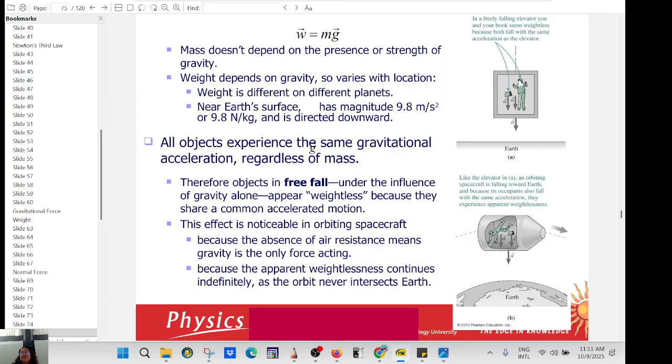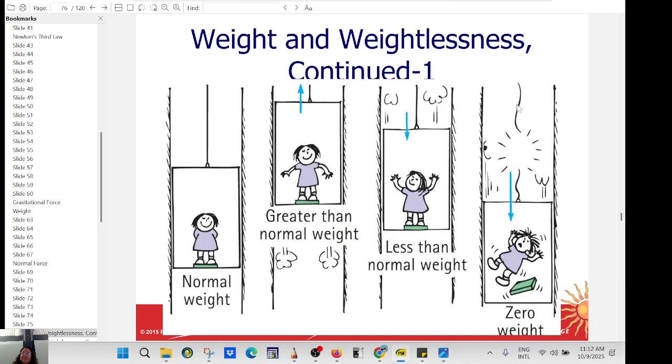So if someone is in an elevator and an evil physics professor cuts the cables, right? You're going to fall. The bathroom scale is going to fall. All that will have an acceleration of g. You cannot push on anything, so you feel weightless. Okay, so this is called weightlessness.